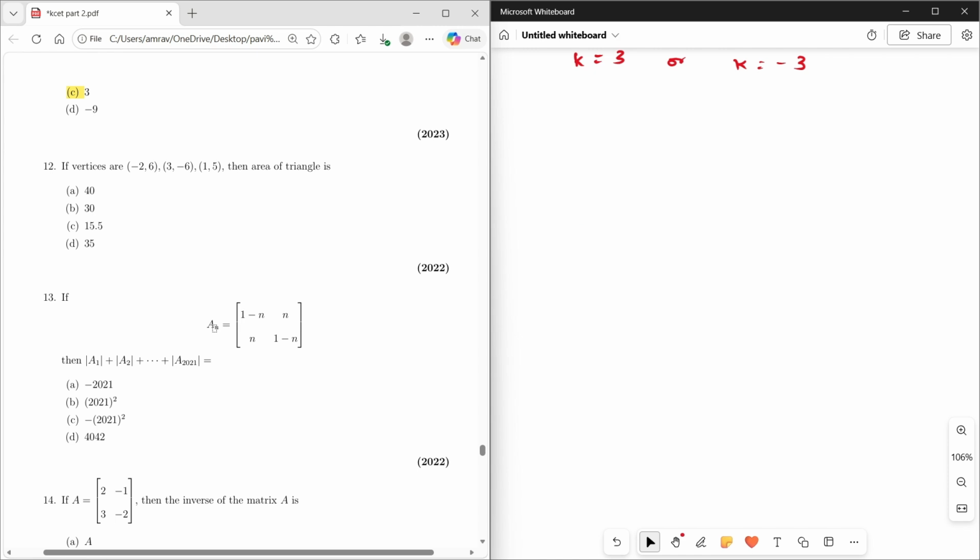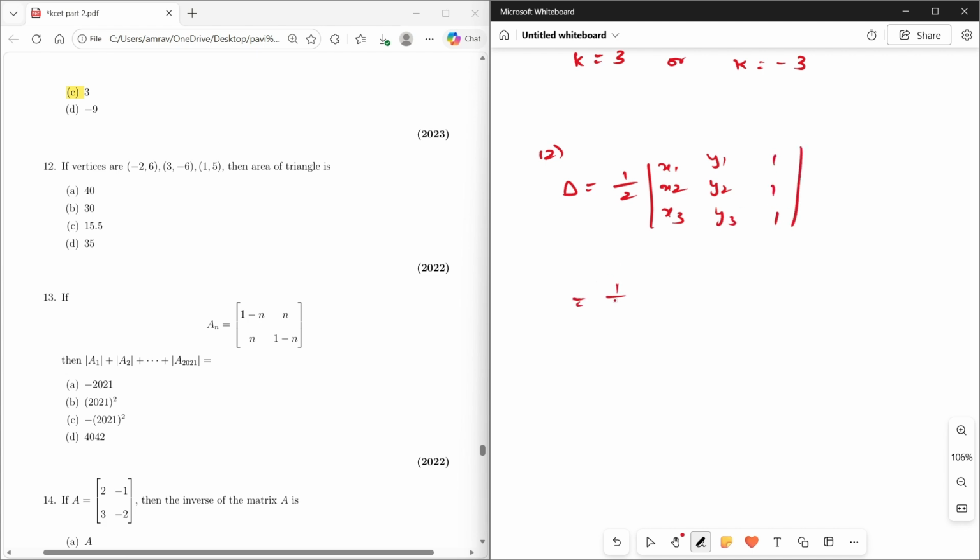See, again they have asked one more question based on the area of a triangle from the year 2022. Not the same question, but the same concept has been asked. They have given the vertices and they're asking you to find the area of the triangle. So we know the formula again, 1 by 2 mod of x1 x2 x3, y1 y2 y3, 1 1 1. Just substitute the values: x1 x2 x3 are minus 2, 3 and 1, which are the first elements of the ordered pairs, and y1 y2 y3 are 6, minus 6 and 5, with 1 1 1.